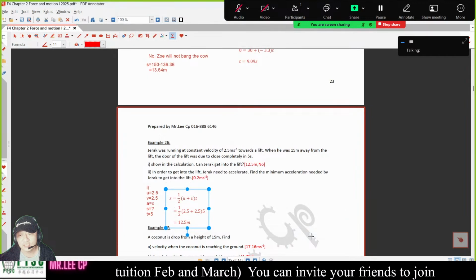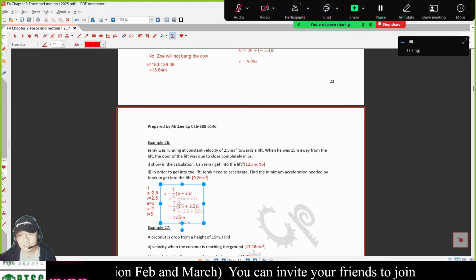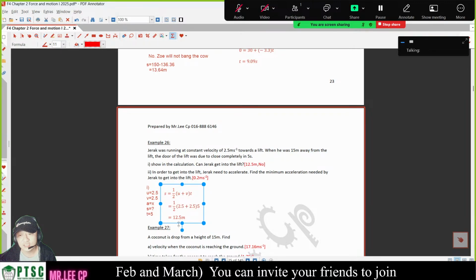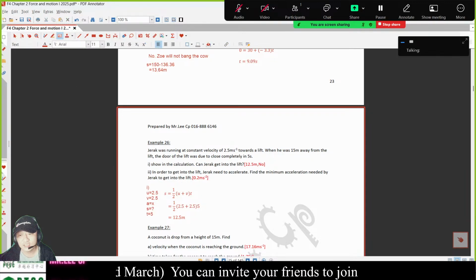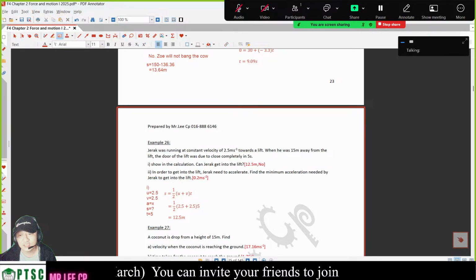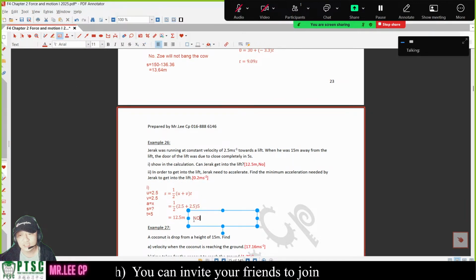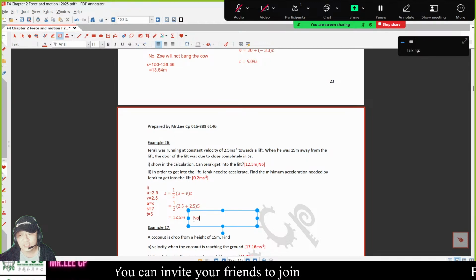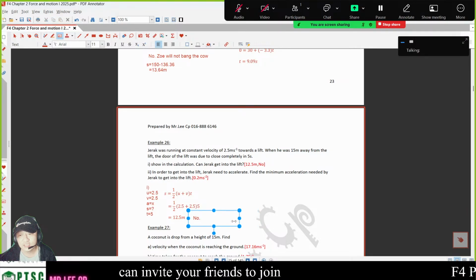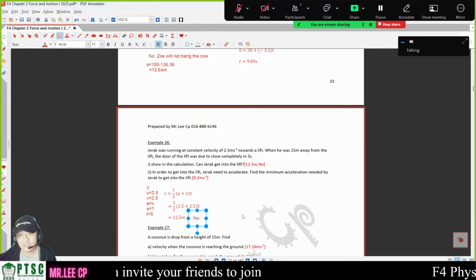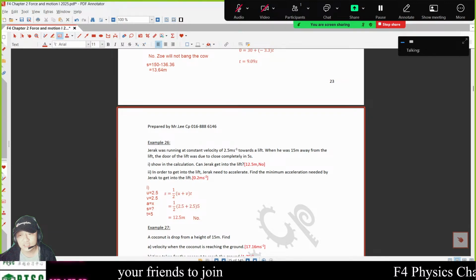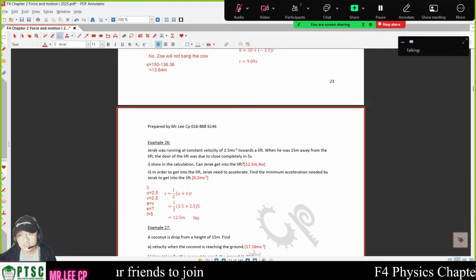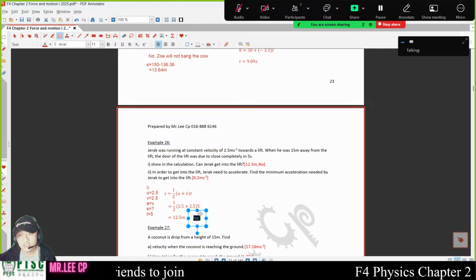So, now what's my question? My question is, show in calculation, I showed you already: can Gerard get into the lift? The answer is no. No need to explain, you have shown in the calculation already. If you reach 15 or more than 15, then you can go into the lift. Right? So the answer here is no.